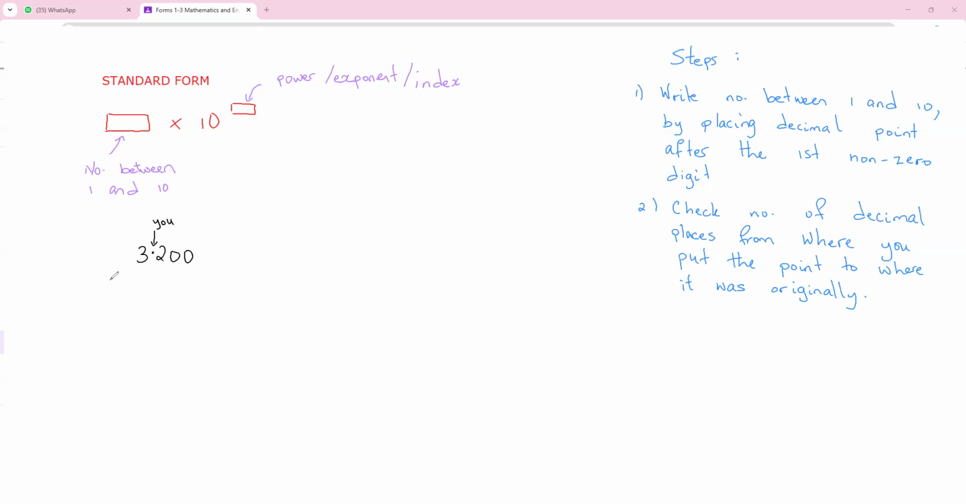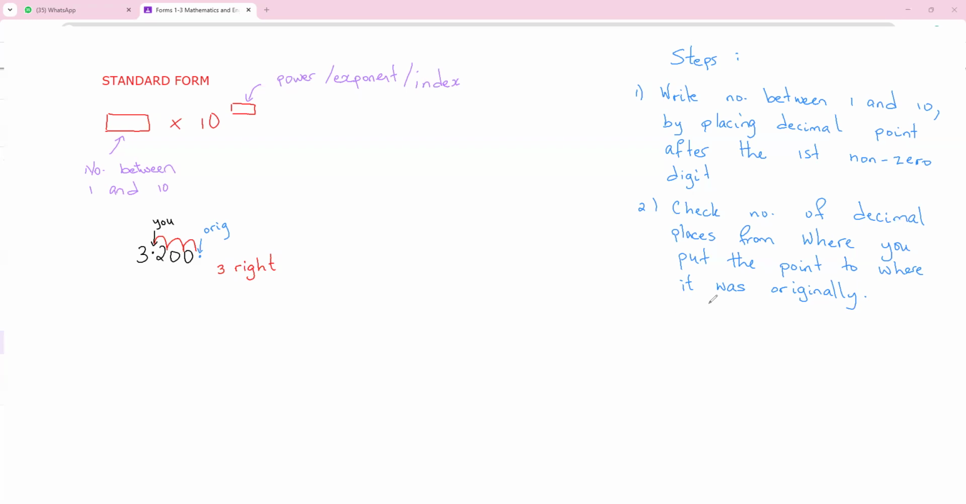Now, if you have a whole number, originally the decimal point is understood to be at the end of the number. So this is where it was originally. So the direction is from where you put it, which is here, to where it was originally. So you're hopping over digits one at a time. So we're going 1, 2, 3. So we moved 3 places to the right in order to get to the end.